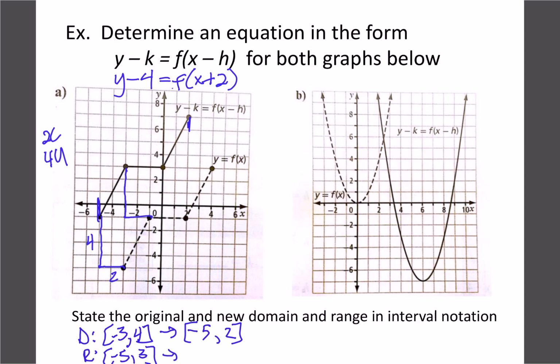And then our range, we went 4 up, so we should add 4 to each of them. So that means we're going from -1 to 7. And again, we can see it starts at -1 and it ends at 7. So it does work pretty good. Okay, let's do one more.